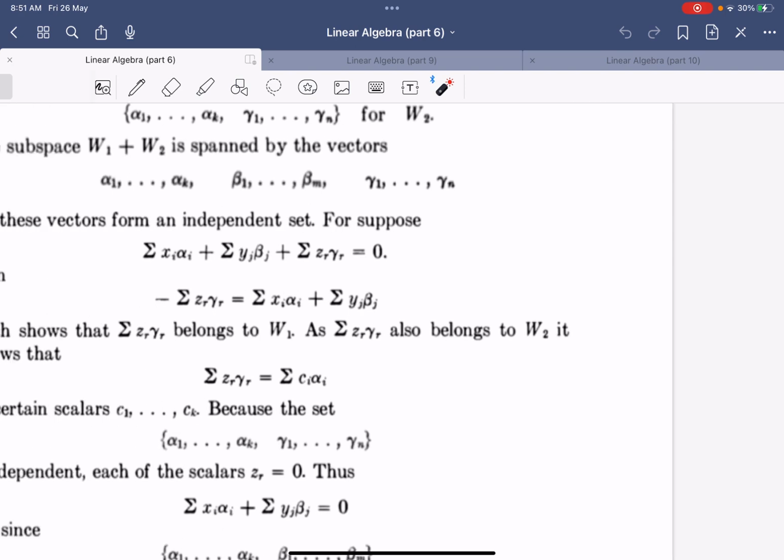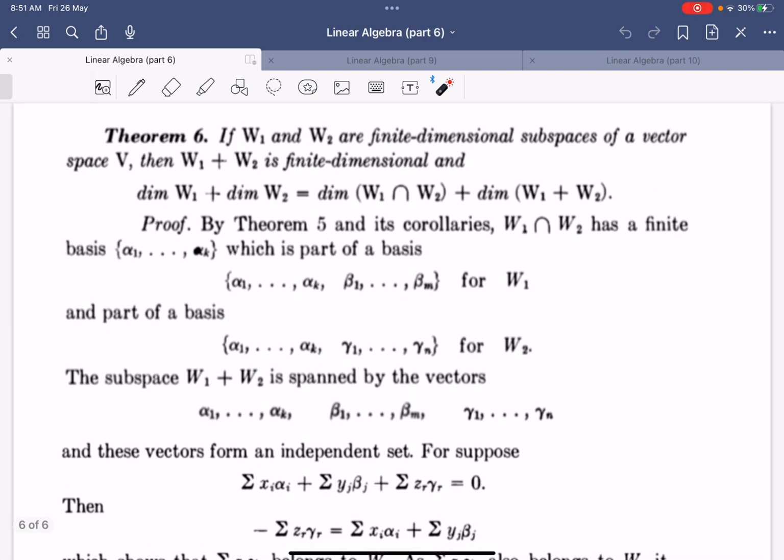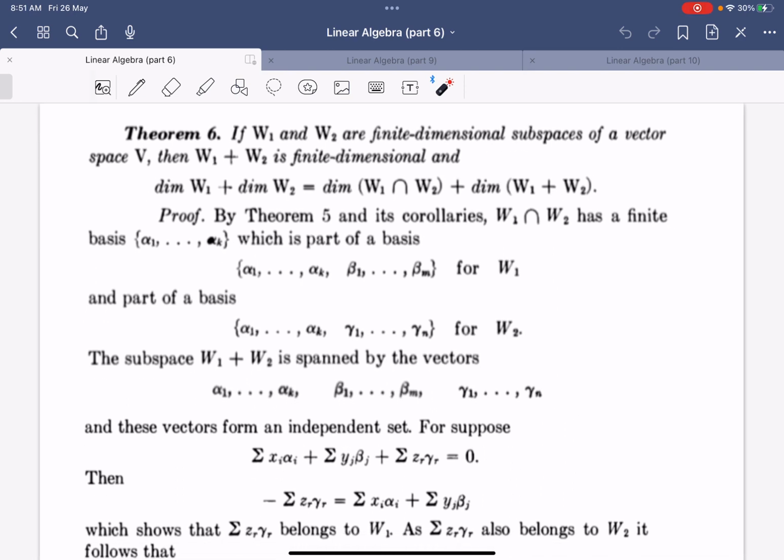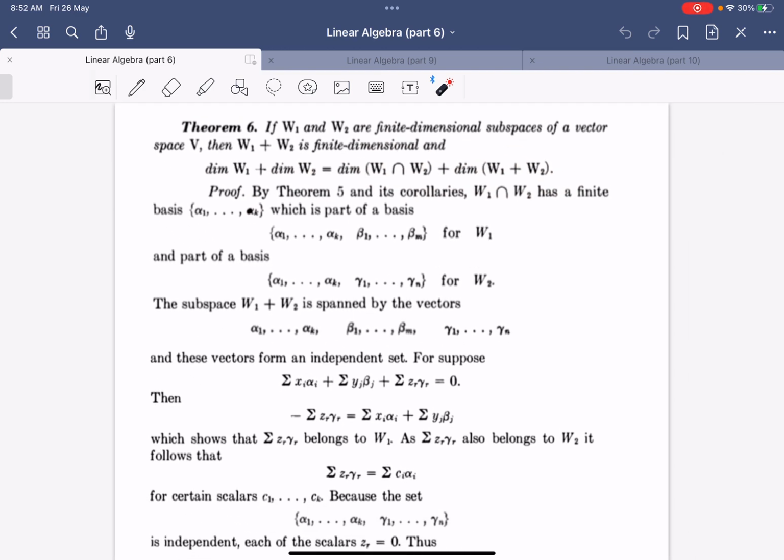And so we have a theorem that we shall now prove to continue practicing our ideas and intuition behind having a basis: if W1 and W2 are both finite dimensional subspaces of a vector space V, then W1 plus W2 will still be finite dimensional, and the dimension of W1 plus the dimension of W2 equals the dimension of W1 plus W2 plus the dimension of the intersection. Another way of rephrasing this is that the dimension of W1 plus W2 is the dimension of W1 plus the dimension of W2 minus the dimension of the intersection.